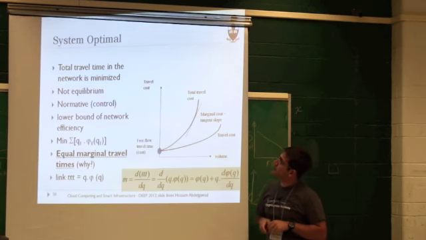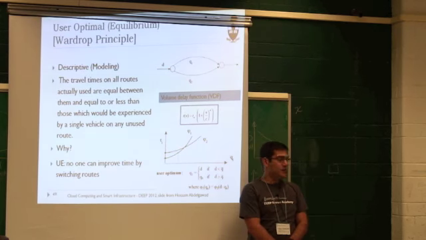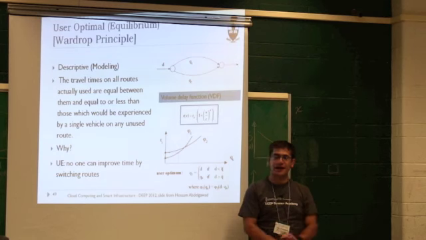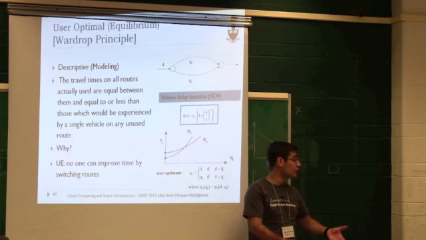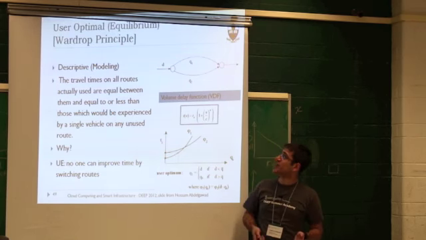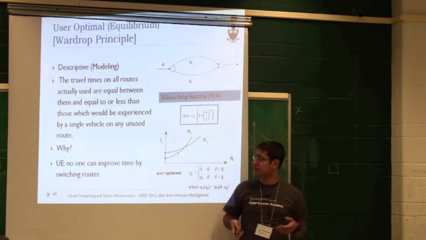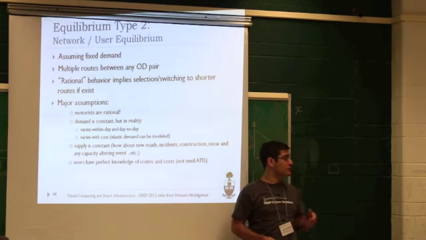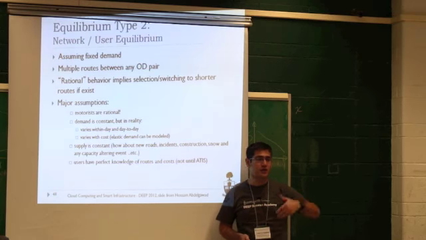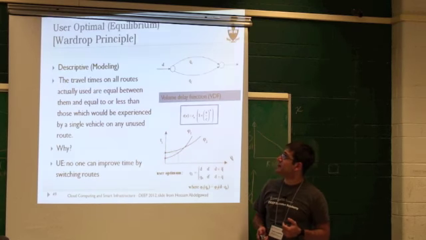Okay, now let's move to the other one. Any questions here? Well, the thing is, today you don't have absolute knowledge of what's going to happen on your other road if you change. But here the assumption is users have perfect knowledge of routes and costs. So users know that if I shift to the other one, it would cost me this much, it would take this much time. So that's the assumption that we have.